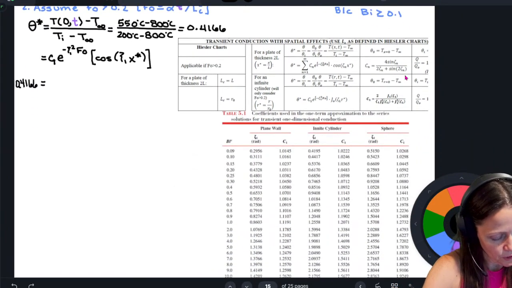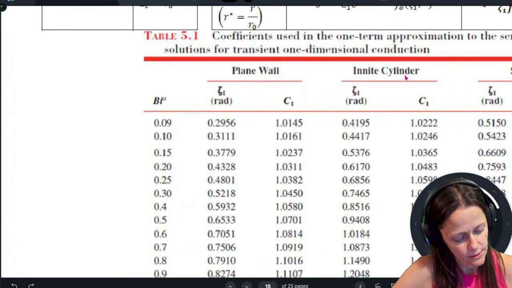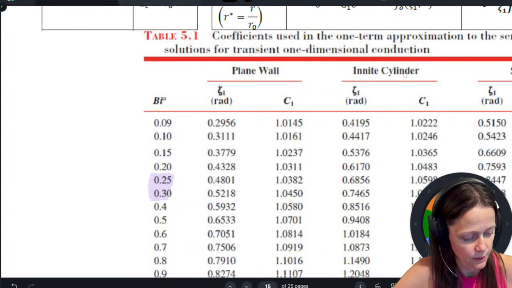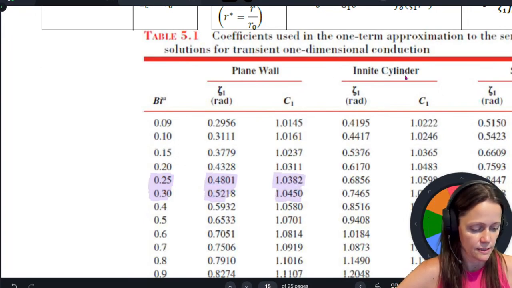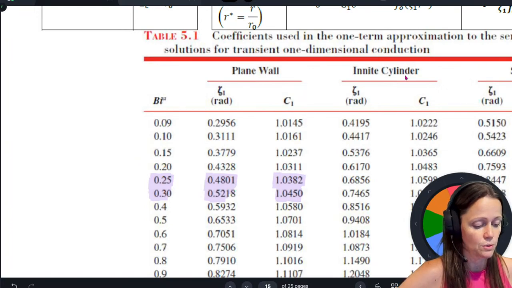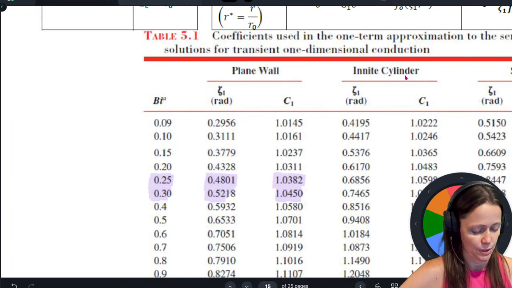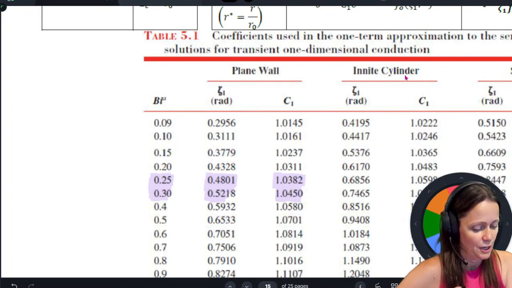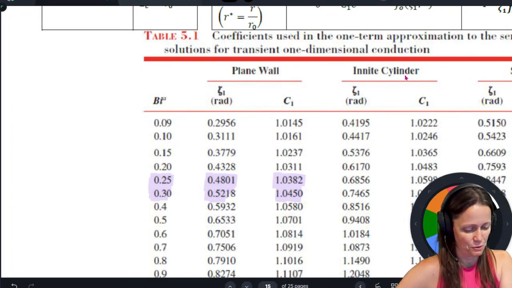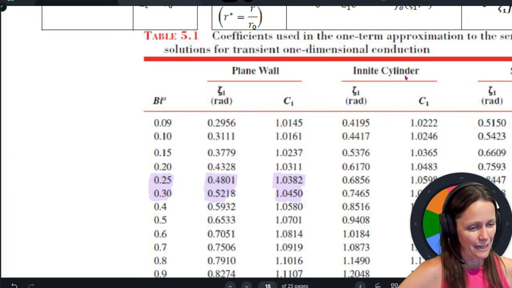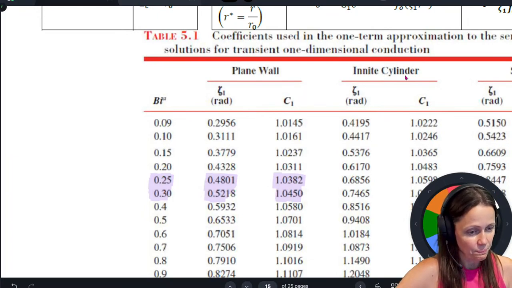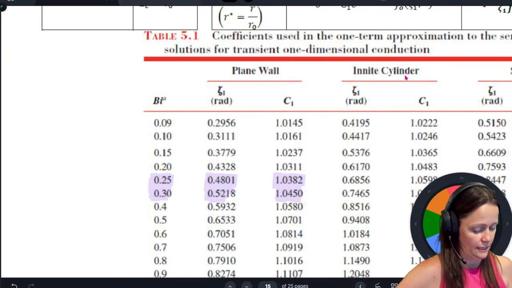All right, so 0.26. It looks like we're going to be looking between those two. I'm just interpolating, so you probably get something a little bit closer to 0.52 than 0.48. Let's see, I'm sorry, opposite, because it's 0.26. You'll get something closer to 0.48 than 0.52. And I've got a zeta of 0.488 and a C1 of 1.0396.